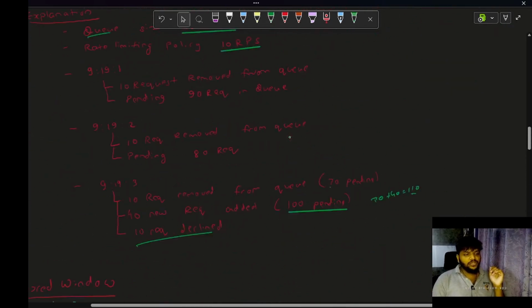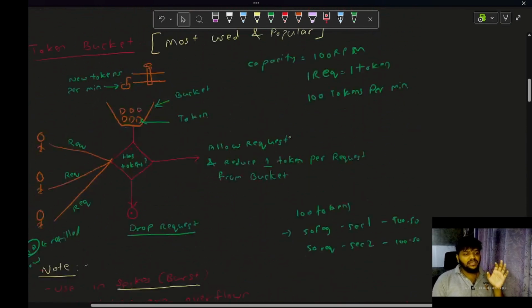I would like to conclude the complete rate limiting part.